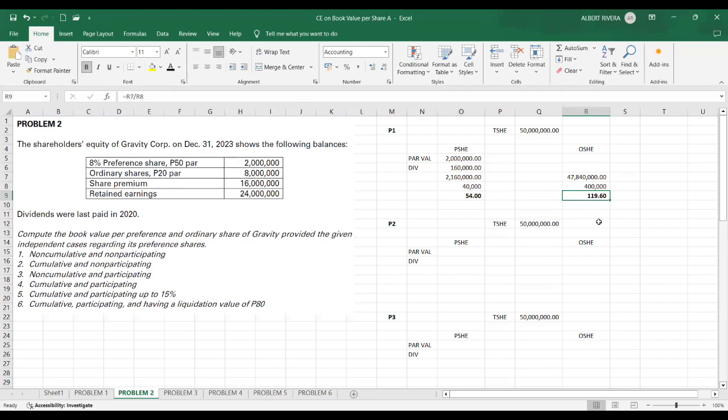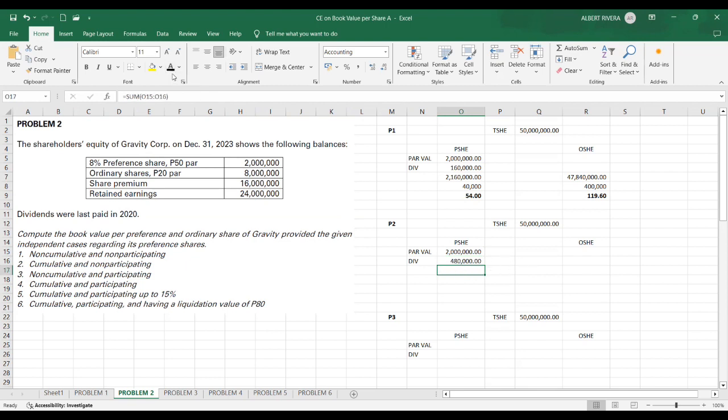The second scenario is cumulative and non-participating. So the total stockholders' equity is 50 million. Meron bang liquidation value? Wala. You will provide the par value amounting to 2 million. Then, will we provide dividend at magkano? This is cumulative. So this would be 2 million times 8%. And the last payment of dividend is 2020. And we are now at 2023. So merong 3 years dividend in arrears. So that would be 2 million times 8% times 3 years. So this is now the 3-year dividend in arrears.